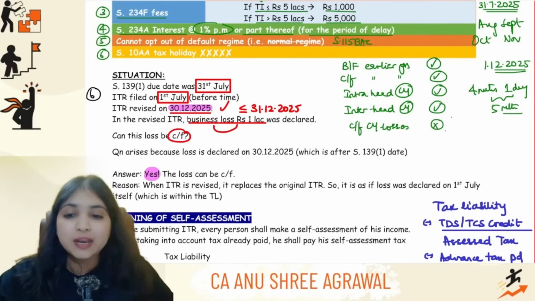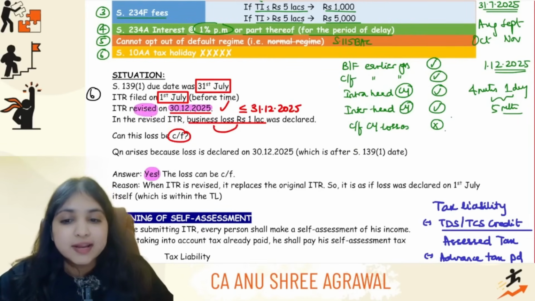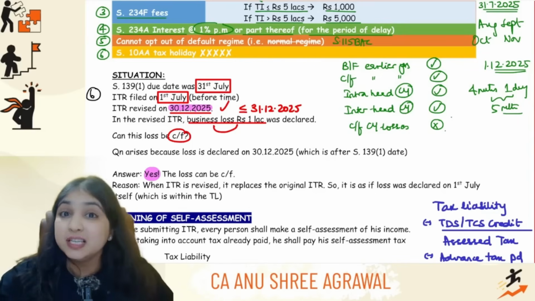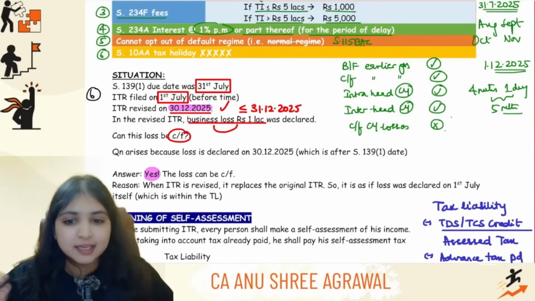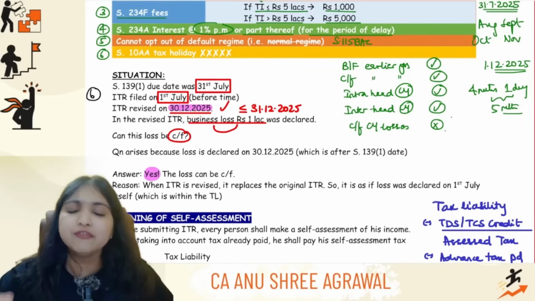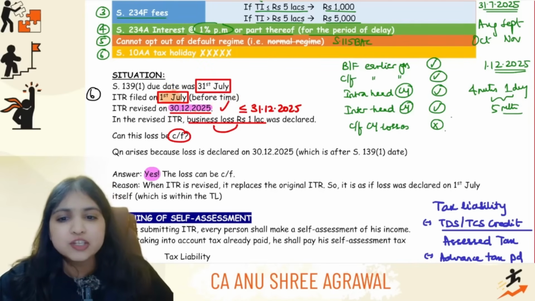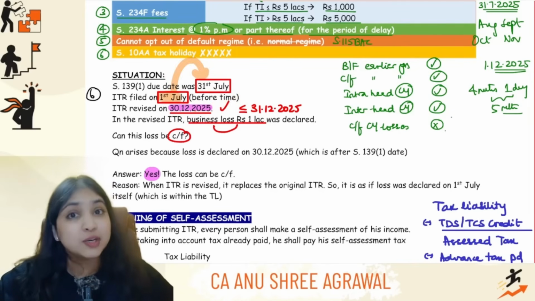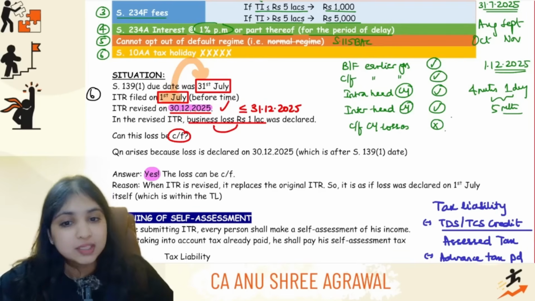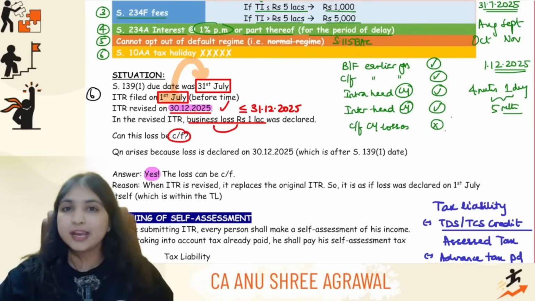The reason is, whenever I revise my ITR, the revised ITR replaces the original ITR. So it is as if I have declared the loss on 1st July. We are creating a legal fiction over here. In reality, we have declared the loss only in the revised return on 30th December 2025, but we will treat it as if it was declared on the date on which you filed the original return, 1st July. 1st July is within 139.1 date. So it is as if you have declared the loss within 139.1 date. So yes, you can carry forward.